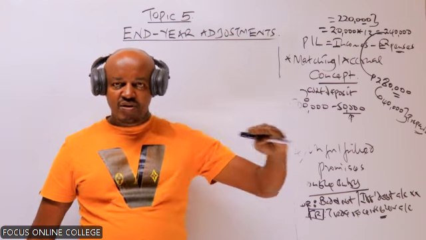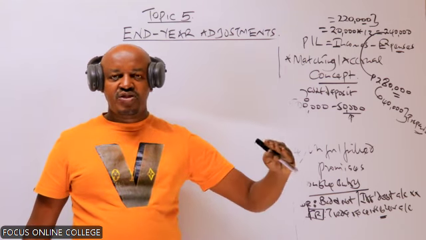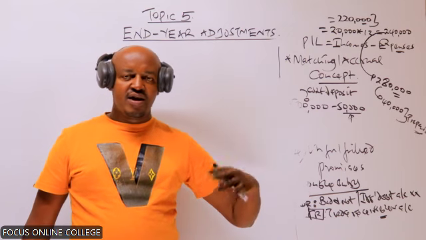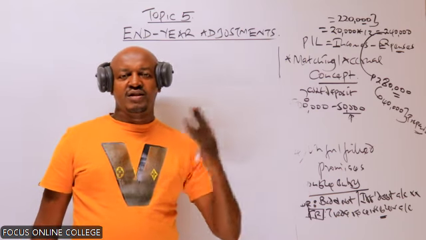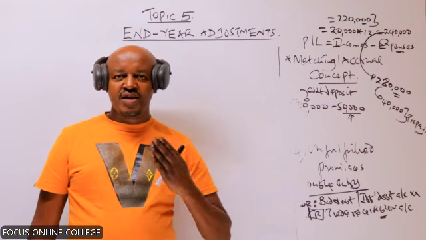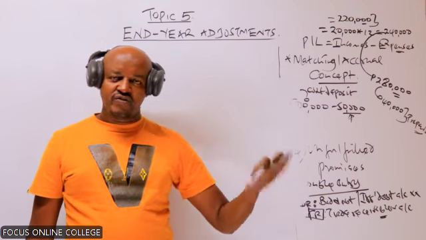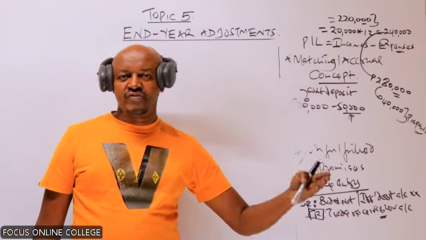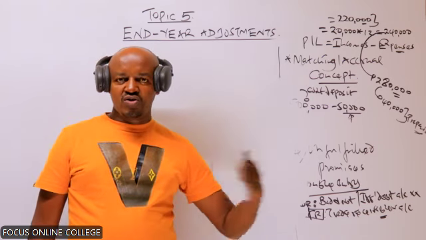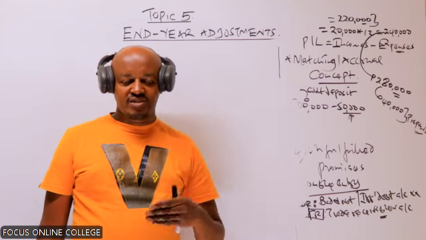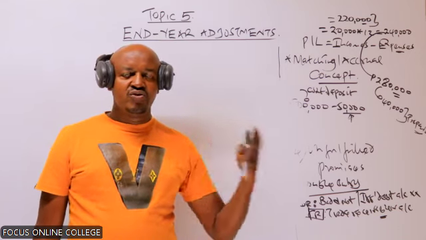You're told maybe one, the company is depreciating motor vehicles at the rate of 15% per annum on straight line. Number two, you're told maybe salaries and wages amounting to 50,000 were accrued at the end of the year. You must be able to know how we account for those accrued expenses. You may also be told that a certain expense was prepaid. How do we account for that?